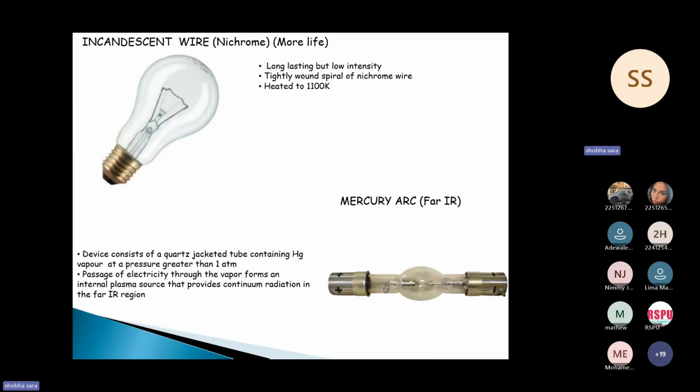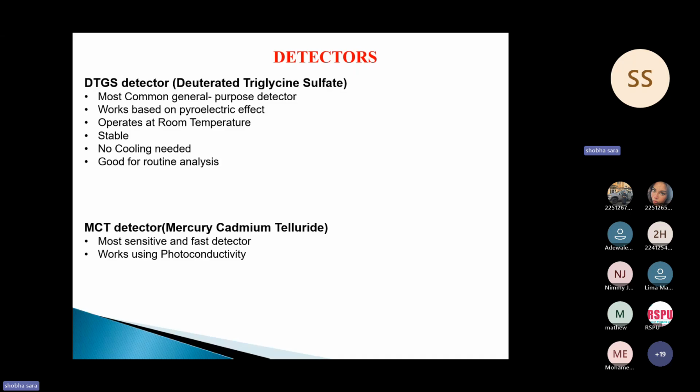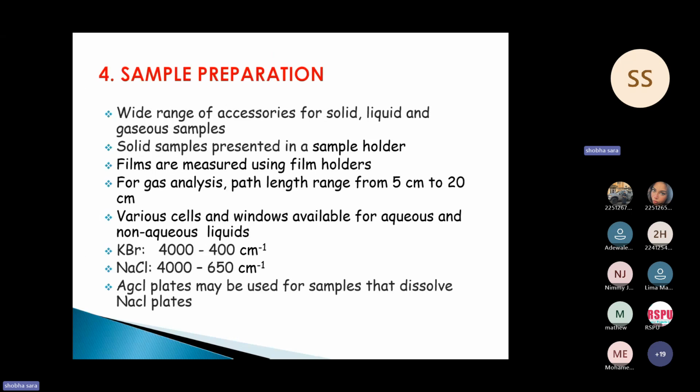Then these are the detectors, DTGS detector, MCT detector. Each has its own benefits or better performance. Now, the most important part is the sample preparation. In FTIR, we can analyze solid, liquid, and gaseous samples.